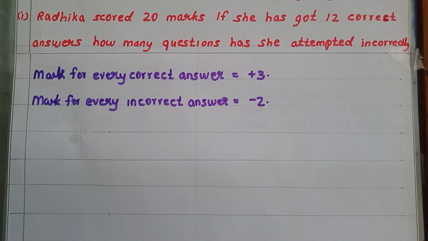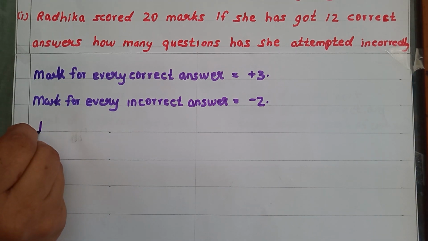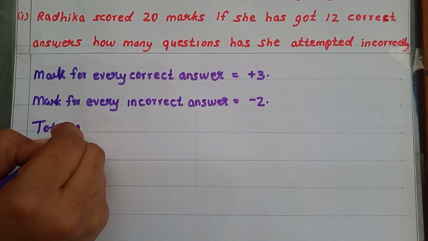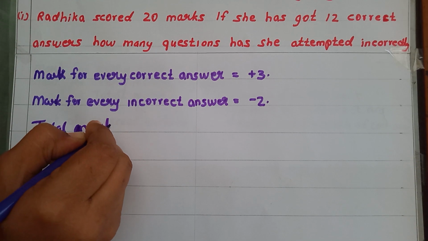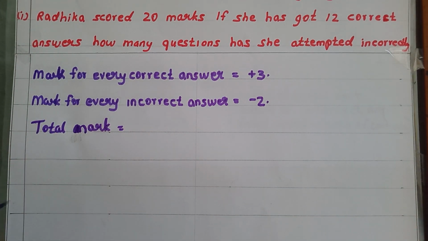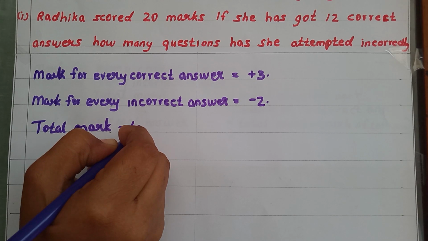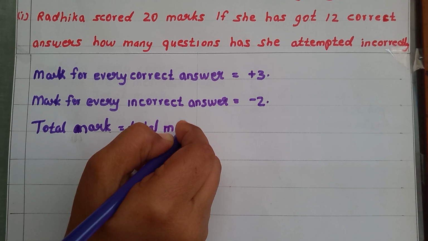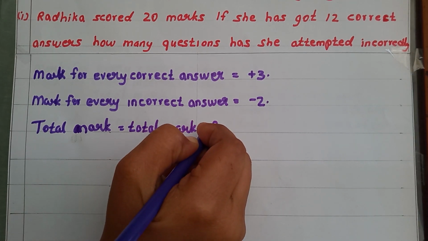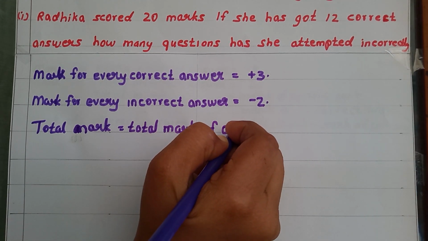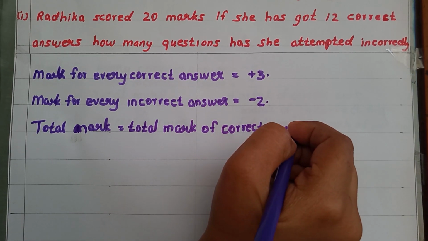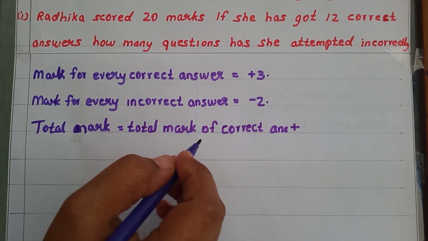Before that we are going to make a formula. Formula is total mark equal to total mark of correct answer plus total mark of incorrect answer.